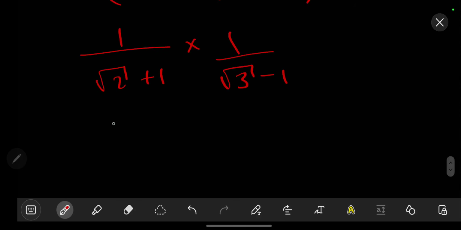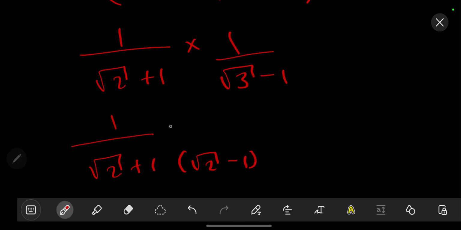So this is going to be 1 over the root of 2 plus 1. We multiply. So the conjugate of this is the root of 2 minus 1, times the root of 2 minus 1.